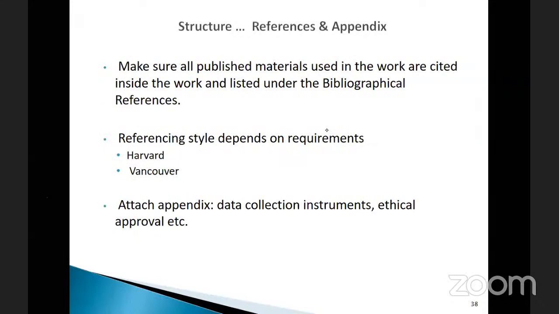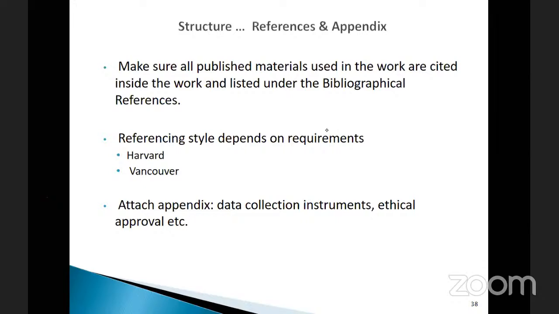After that, we have references and appendix at the end. Now it says, make sure all published materials used in the work are listed under bibliographical references. So there are two things. All the materials you use for the work, you cite them in the work. Then when you now go to the end, the references at the end, bibliographical references, you list all of them. Also, you cross-check that every reference listed is cited and every reference cited is also listed.